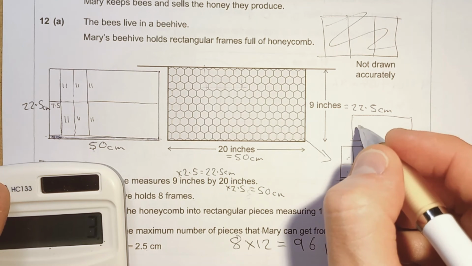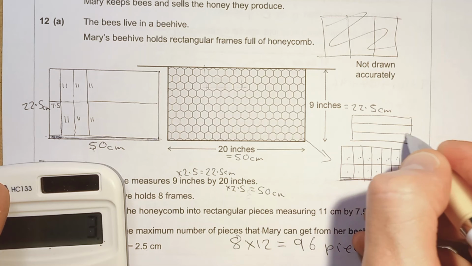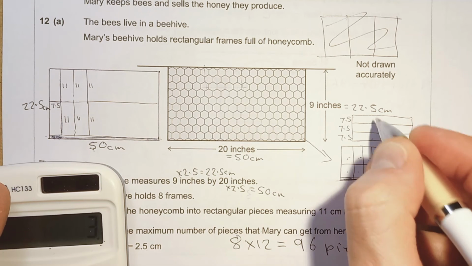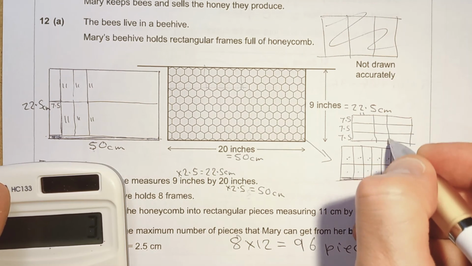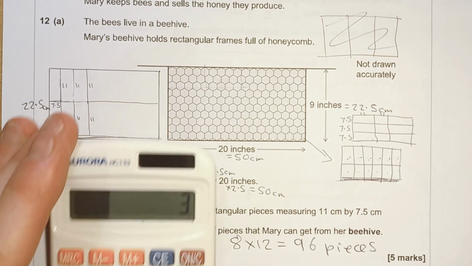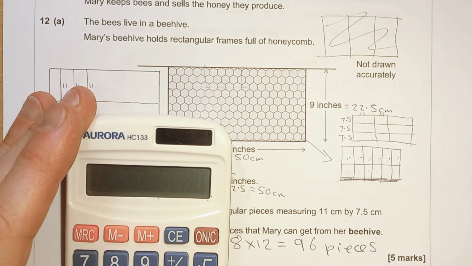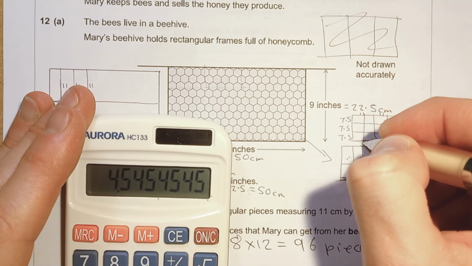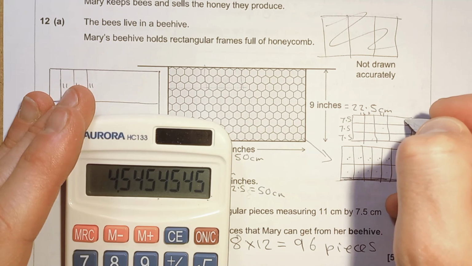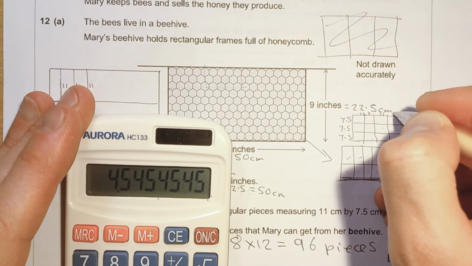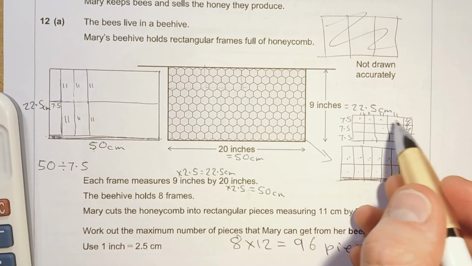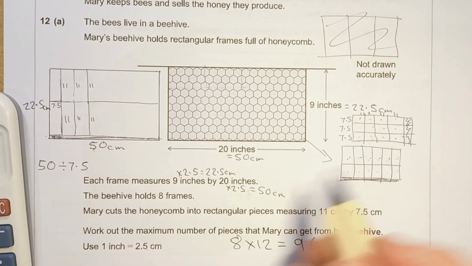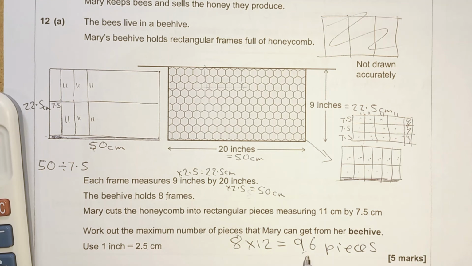Let me do another one. We're saying that you could split them that way, and that would be 7.5, 7.5, 7.5, and then each of these would be 11. We'd have another 11, and to see how many 11s we'd get, we could say 50 divided by 11 is 4.54. So in other words, we're going to get 11, 1, 2, 3, 4, and then you're going to have a wasted bit at the end. So you would still get 1, 2, 3, 4, 5, 6, 7, 8, 9, 10, 11, 12. So you'd still do 12 times 8, which would give you the 96.